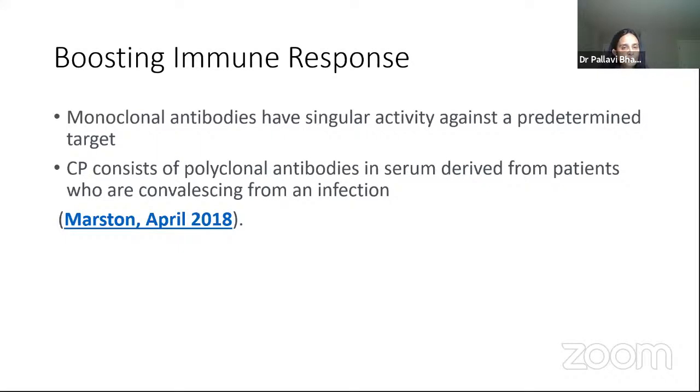So what are we trying to achieve by giving monoclonal antibodies to these patients? We are trying to boost the immune response. And how are they different than giving high titer convalescent plasma? So they have singular activity against a predetermined target. And convalescent plasma would have polyclonal antibodies from patients who are convalescing from that particular infection. So the titer may not be that high, and of course, the target activity is sort of diluted.